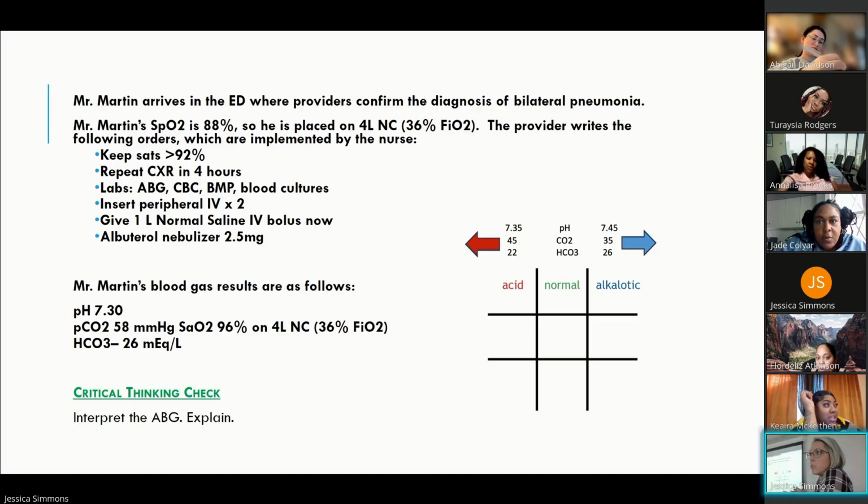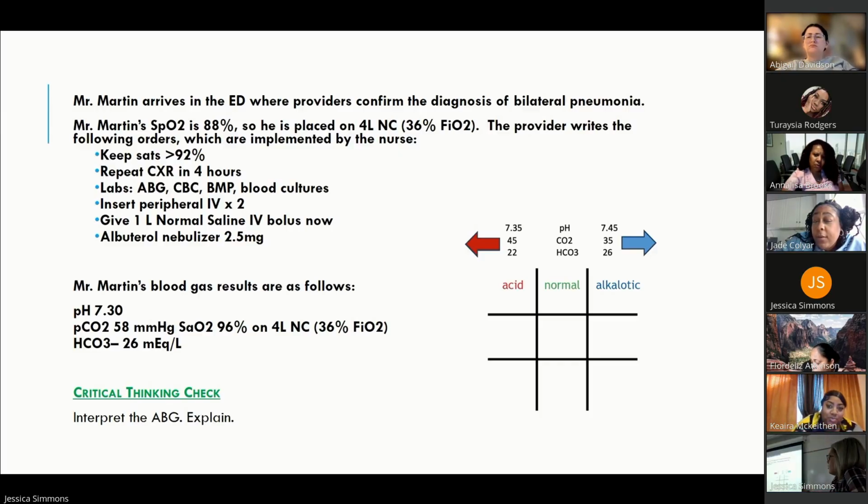Respiratory acidosis. Is it uncompensated? Partial compensation, because my middle is empty. When the middle of my tic-tac-toe is empty, it's partially compensated. Remember our ABG rules? Our compensation rules?